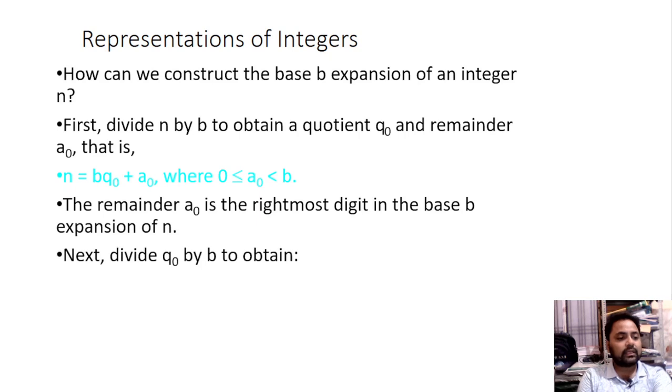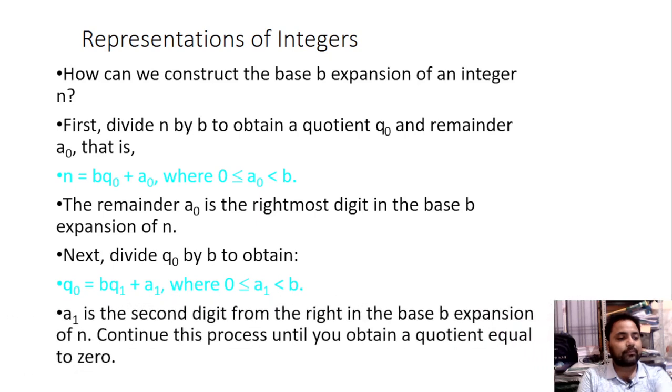Next divide q_0 by b to obtain q_0 = b q_1 + a_1, where a_1 is greater than or equal to 0 and less than b, and now a_1 is the second digit from the right in the base b expansion of n. Continue this process until you obtain a quotient equal to 0. So we have to continue this method and divide again and again until the quotient is equal to 0.